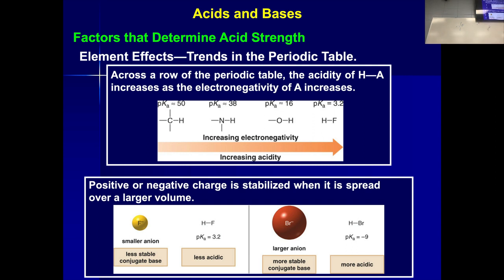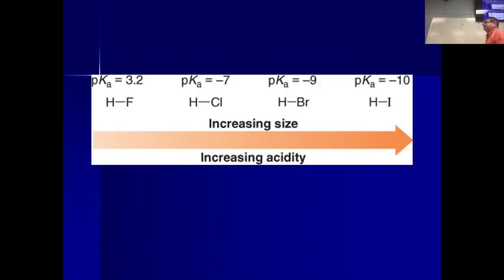So from left to right it increases acidity, and then from top to bottom it decreases? It increases acidity also. Yep. So HF, HCl, HBr, as we go down, we are getting stronger in acidity. So that's the element effect. It increases from left to right in a period, and from top to bottom it increases in a family. And so you can see the values here. HF is 3.2, HCl is -7, HBr is -9, and HI is -10.